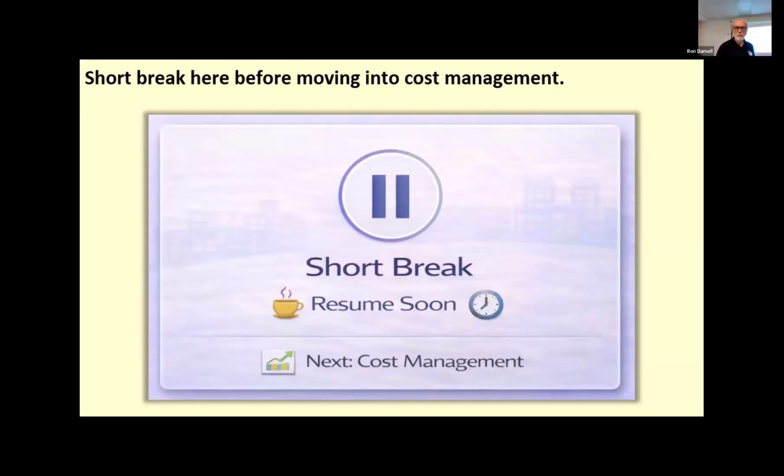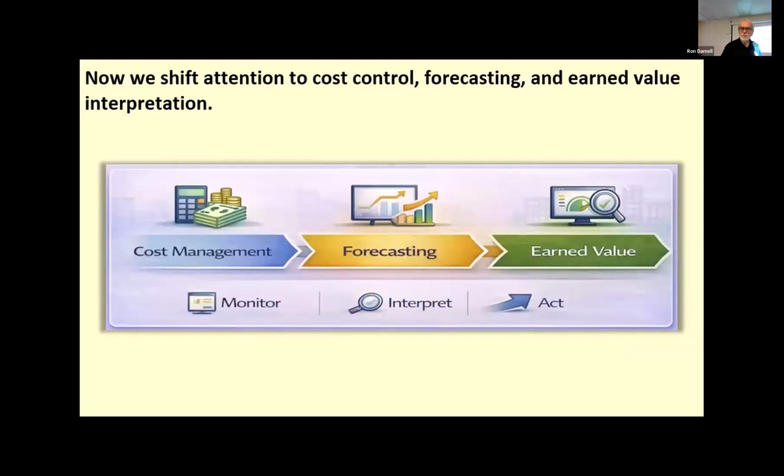All right. Thanks, everyone. Okay, let's get started back. We're going to move into the cost part of this as it relates to performance management. Cost management and earned value is our next focus. So we're going to shift our attention to cost control, forecasting, and earned value interpretation. So moving into the financial side of project performance management.